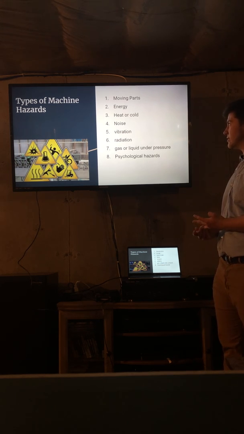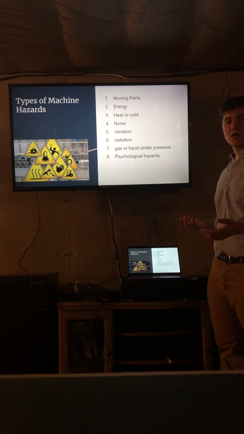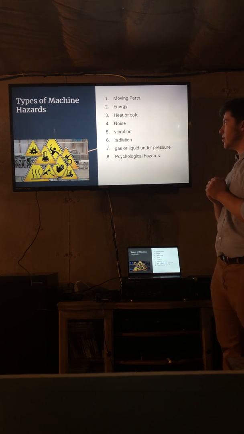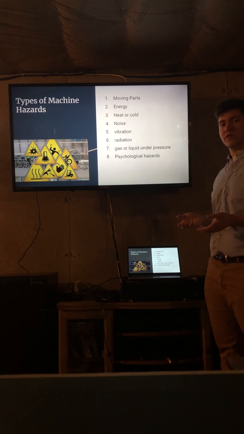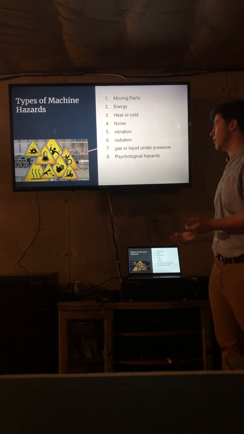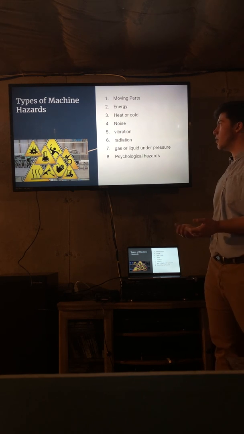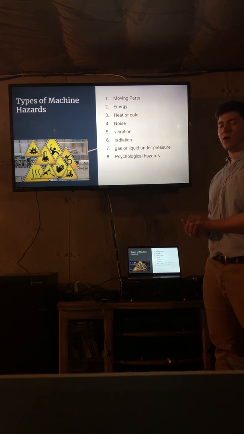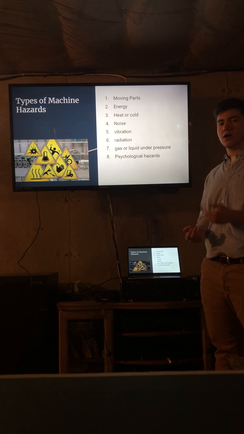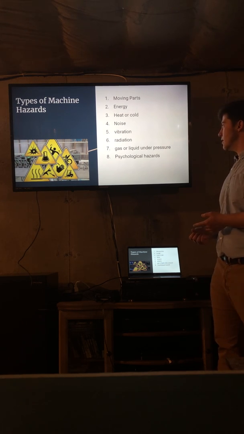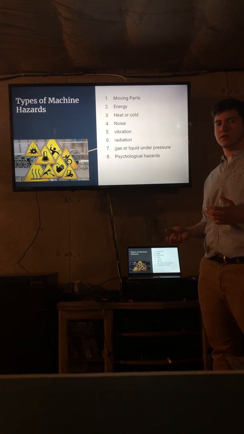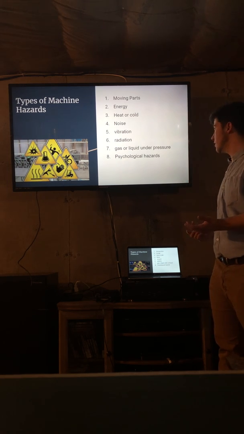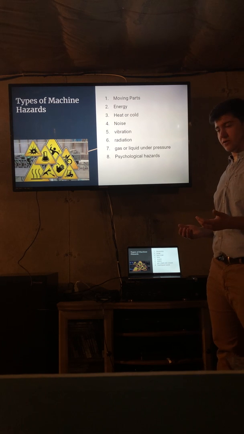4, we have noise. So any loud tools such as jackhammers or impacts, anything like that. 5, we have vibration, which can also be part of the jackhammer, pneumatic tool kind of area. Number 6 is something that's not common to us and we most likely won't see in an industrial setting: radiation. It is very helpful in the industrial setting, but it's not commonly used. Number 7 is fluids under pressure. As we know, gas and liquids are both considered fluids. Most of us have dealt with these when it comes to hydraulics and pneumatic courses. And finally, 8, we have psychological hazards in the workplace.